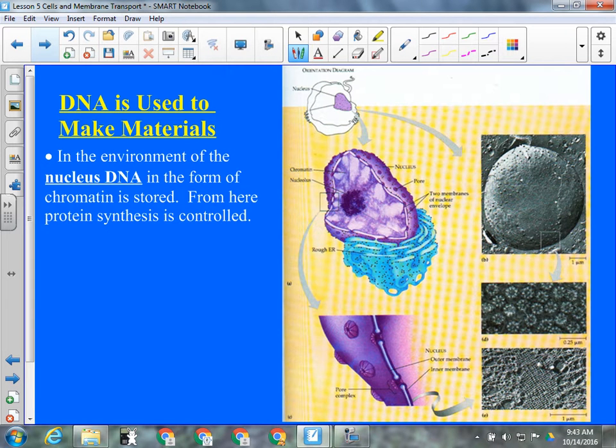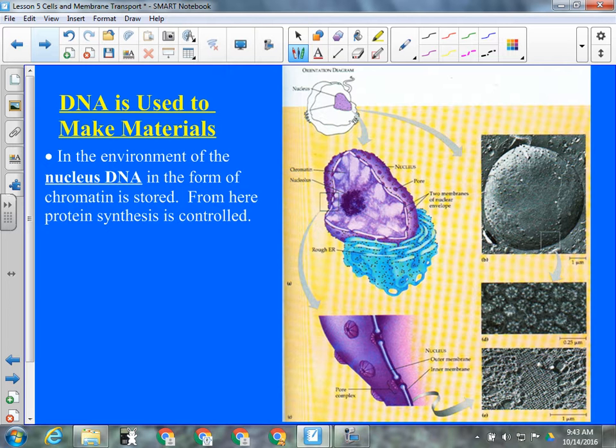All right, DNA is used to make materials. We talked about that yesterday. DNA is crucially important. Your genetic code, the order of your base pairs in DNA, is what tells your body how to do things. In the same way that zeros and ones, binary code, tell a computer what to do, your DNA with A's and T's and C's and G's and the order of those tells your body what to do. It's that basic code that's essentially written in there.